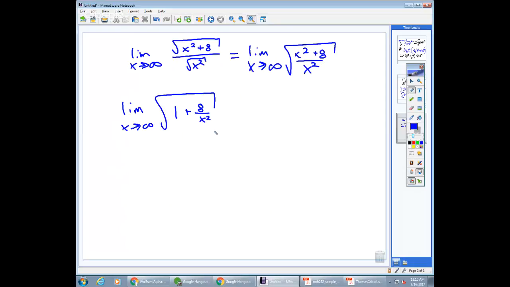You can also take the limit across a sum, wrong magic pen, if each limit exists. So what's the limit of 1 as x goes to infinity? Well, it's 1, yeah, so that's cool. And what's the limit of 8 over x squared as x goes to infinity? It's 0. So both limits do exist. I do have the right to take the limit in there. So this must be the square root of 1 plus 0, which is 1. So what that means is they both grow at the same rate for big x. So they have the same growth rate for big x. That means they behave the same.